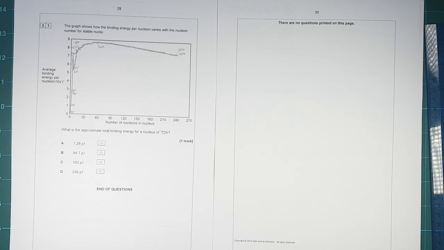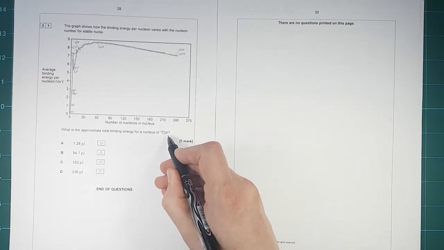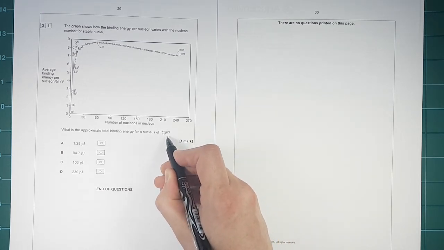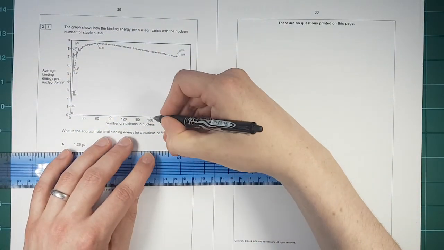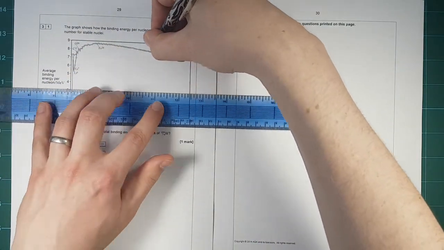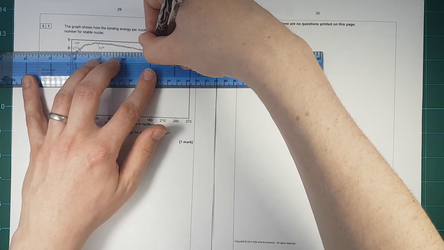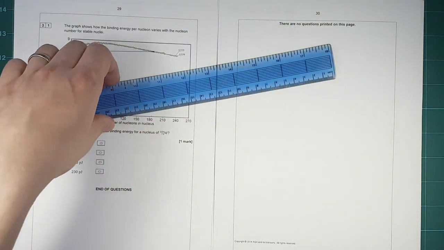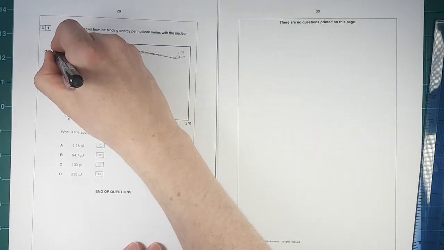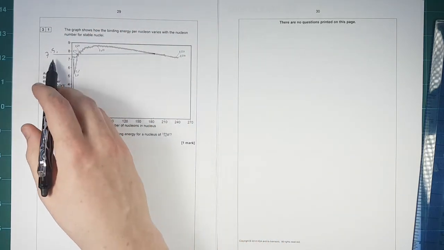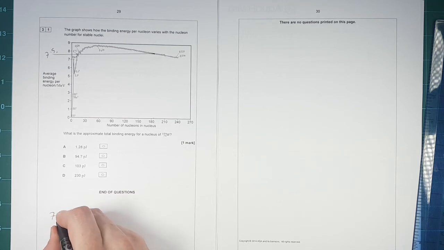Finally, question 31. The graph shows the binding energy per nucleon as it varies for stable nuclei. So what's the approximate binding energy of W? Is that tungsten? I think 184. Ask a chemist. So 184 is what, about there-ish? So it's something along there. So I'm going to say that's what, 7.5. So the binding energy will be 7.5.